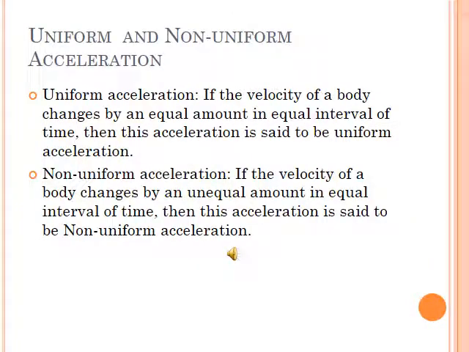Now students, we discuss uniform and non-uniform acceleration. What is uniform acceleration? If the velocity of a body changes by an equal amount in equal interval of time, then this acceleration is said to be uniform acceleration. And what is non-uniform acceleration? If the velocity of a body changes by an unequal amount in equal interval of time, then this acceleration is said to be non-uniform acceleration.